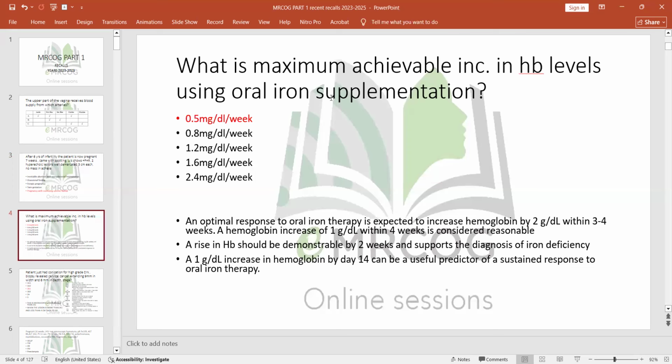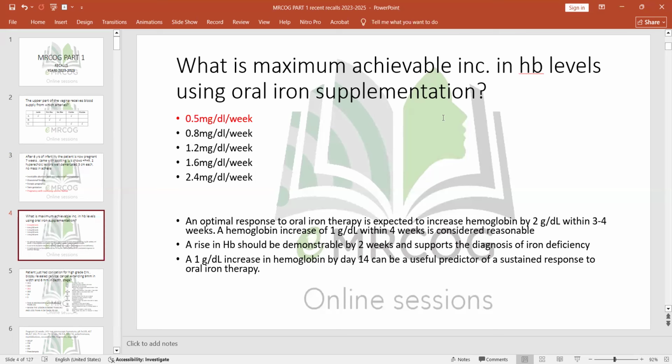What is the maximum achievable increase in hemoglobin level using oral iron supplementation? Even if you don't know this, if it's a new piece of information for you, let's revise together. What should we know about anemia in pregnancy? And what is the oral iron trial? What is this?